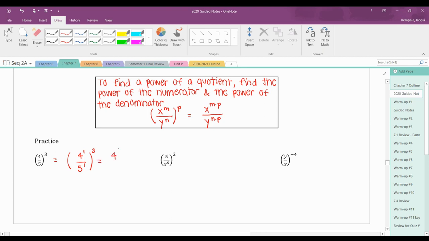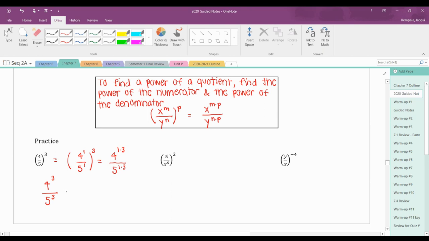So I'm going to keep that base of 4, but I multiply its exponent of 1 times the outside exponent of 3. Same thing on the bottom. I keep the base, then its exponent of 1 gets multiplied by the outside exponent of 3. So 1 times 3 is 3, so we have 4 to the third power. 1 times 3 is 3, so in the denominator we have 5 to the third power.